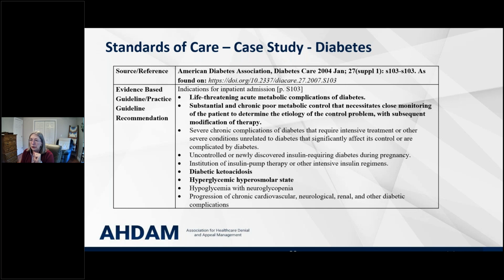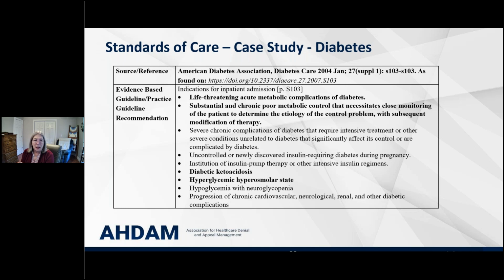Now, one way that you can use this in your appeal letters is to, in your narrative, talk about how the American Diabetes Association says patients who present with 1, 2, 3, 4, which this patient had, that's an indication for an inpatient admission. Now, this one actually comes out and says inpatient admission. Usually they just say hospital admission.